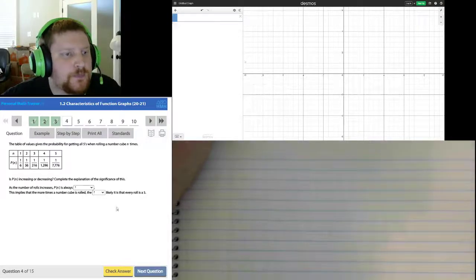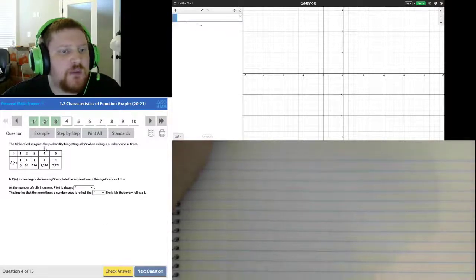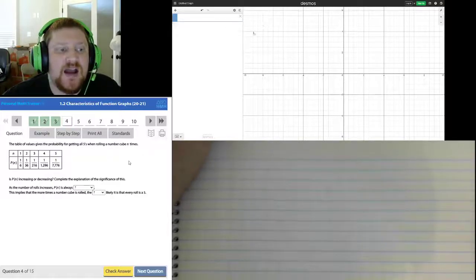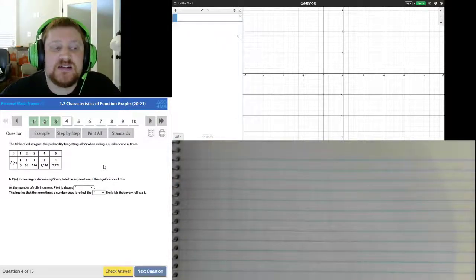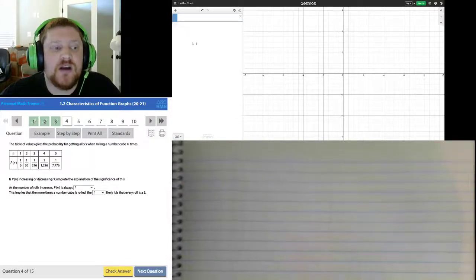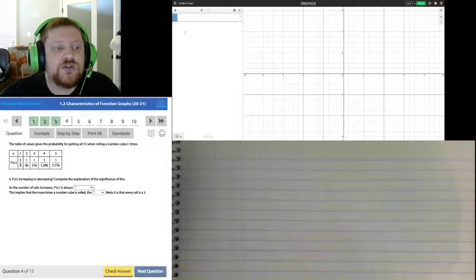Next question. The table of values gives the probability for getting all 5s when rolling a number cube n times. This is actually a problem from probability and statistics that you will study more in depth if you go there. However, you don't need that much info to be able to solve this.